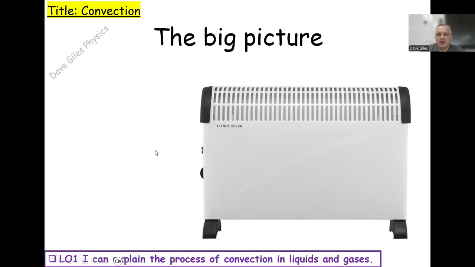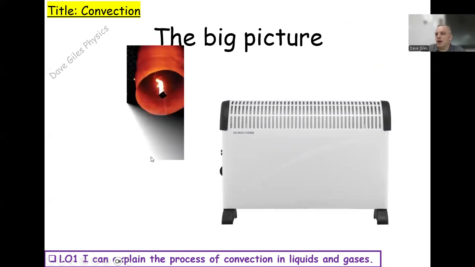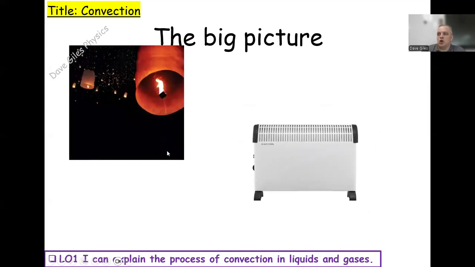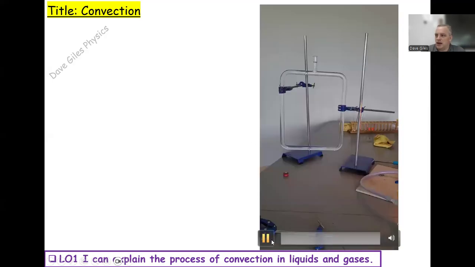So a little bit of context for today's lesson, some places where you might see convection if you're in a colder country. I'm here in Malaysia now, so this isn't really applicable, but you might see convection used in a radiator like this. Also, convection is used with these lanterns, which are traditionally used at times such as Chinese New Year. So I will demonstrate convection here in the classroom.